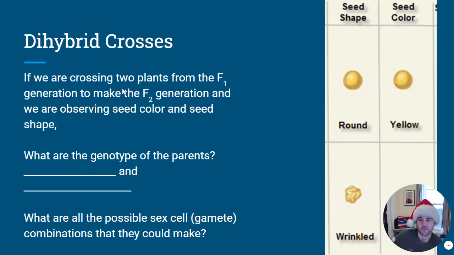So this is going to be called a dihybrid cross. We're going to be crossing 2 plants from the F1 generation to make the F2 generation, and we're going to observe seed color and seed shape. So what are the genotypes of our parents if they're going to be heterozygous for both?